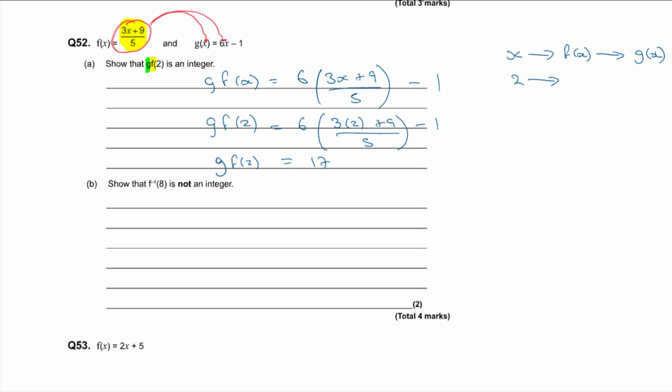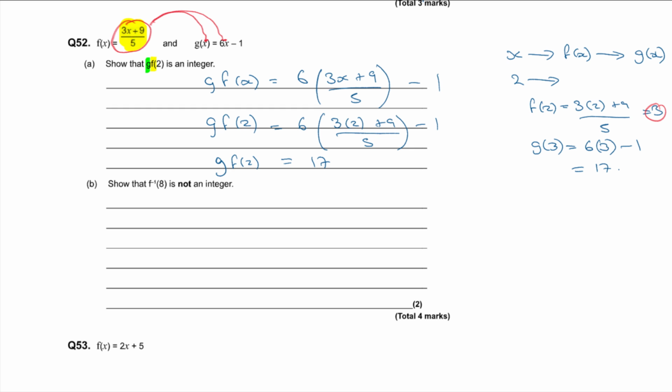So that's going to be f of 2 is equal to 3 lots of 2 plus 9 over 5, which is 6 plus 9 is 15 divided by 5 is 3. And then we take that and we feed it into the next function, g of x. So we work out what g of 3 is. And so that's going to be 6 lots of 3 minus 1. And again, we get the same answer as 17.